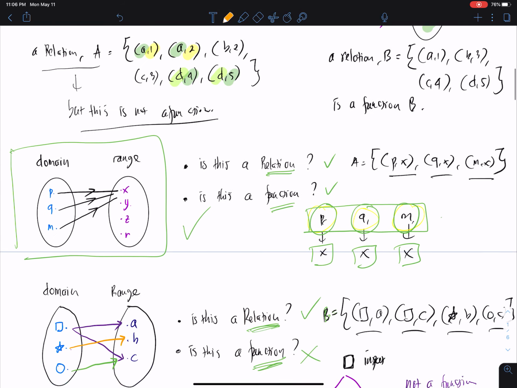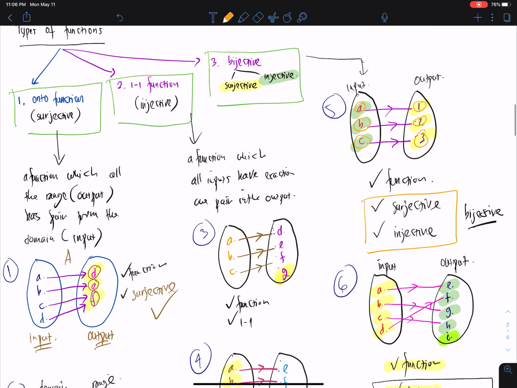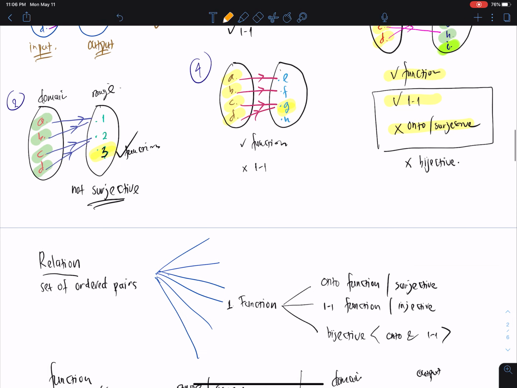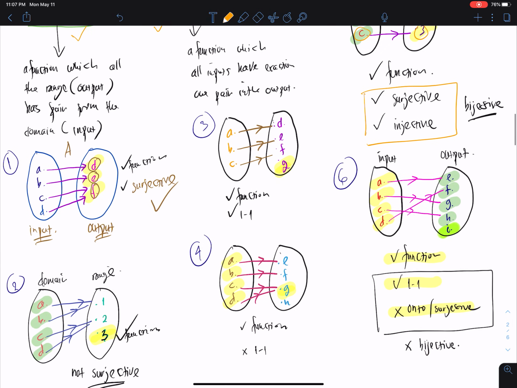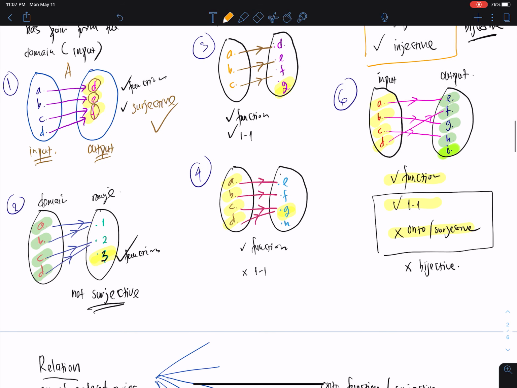As we already discussed also, there are three types of function: onto functions, one-to-one functions, and bijective functions. And I'm sure now you can differentiate which one is considered an onto function, which one is a one-to-one function, and which one is a bijective function. We drew 6 examples here. If you still have difficulties differentiating them, repeat the previous video, or you can ask me whatever doubt you have.